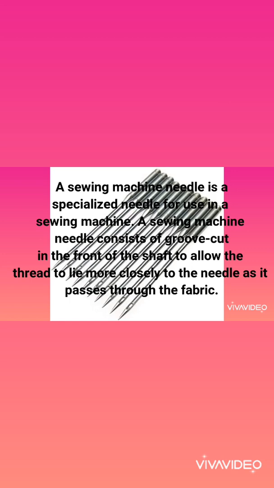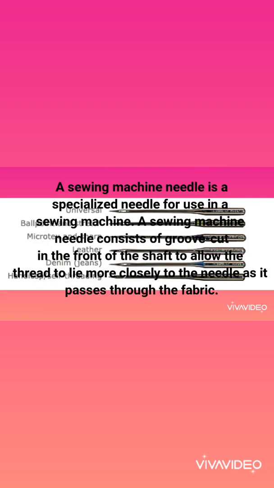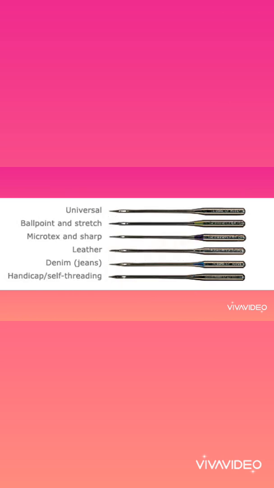A sewing machine needle is a specialized needle for use in a sewing machine. A sewing machine needle consists of a groove cut in the front of the shaft to allow the thread to lie more closely to the needle as it passes through the fabric.